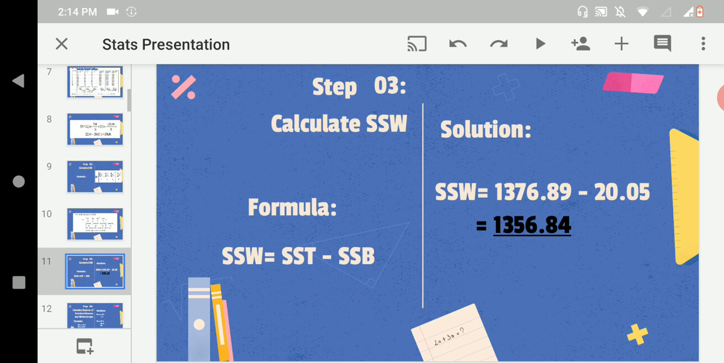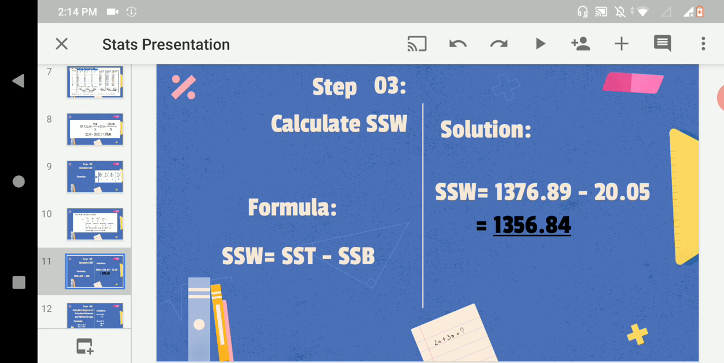Next step. So step 3, SSW. To calculate the SSW, our formula is SSW is equal to SST minus SSB. A while ago, we already calculated the SST and SSB. The value for SST is 1376.89 and the value for SSB is 20.05. So we just have to substitute them.